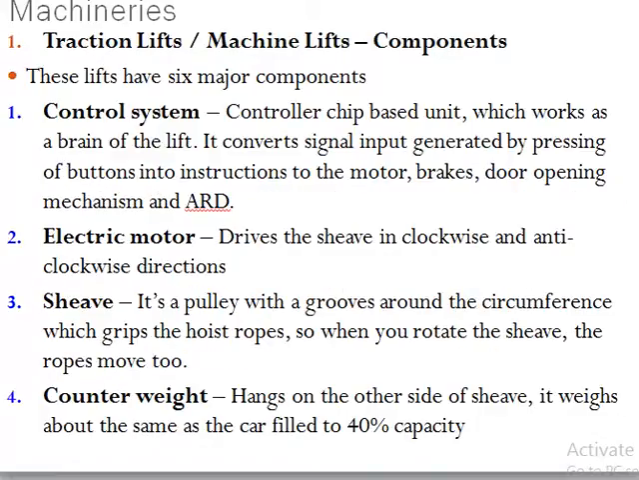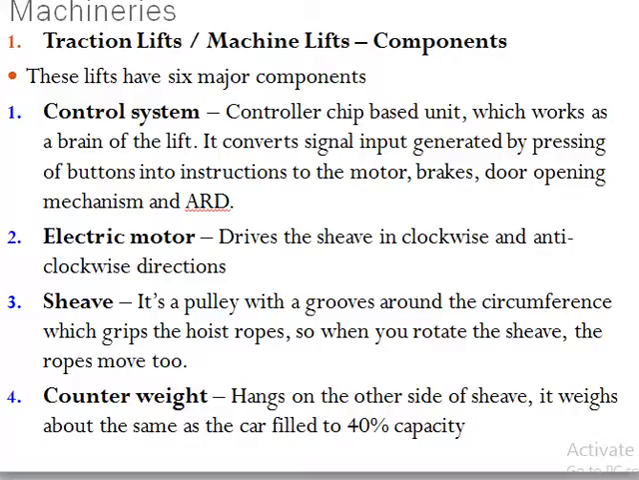The control system is a chip-based unit which works as the brain of the lift. The electric motor's function is to drive the sheave in clockwise and anti-clockwise directions. The sheave is simply a pulley with grooves around the circumference to grip the hoist ropes, so that when you rotate the sheave, the ropes also move with the sheave.